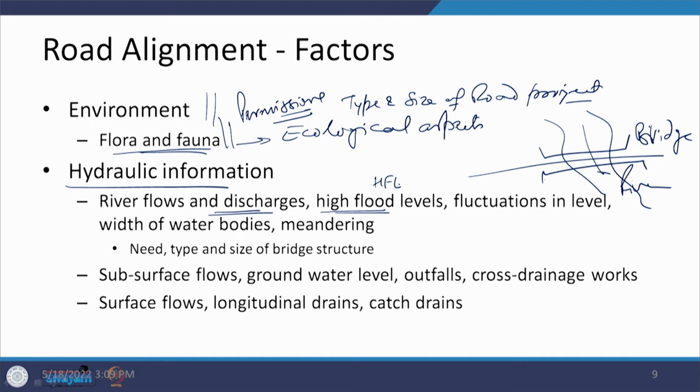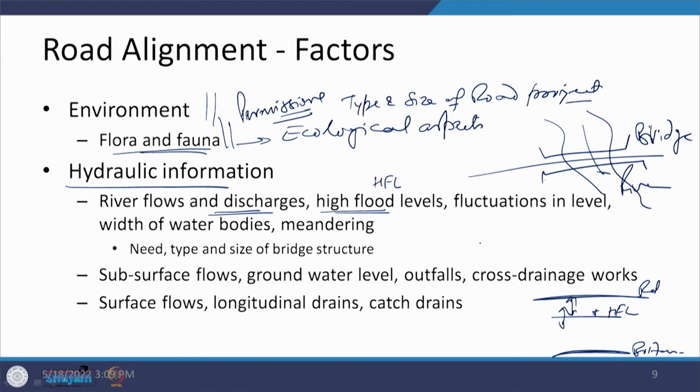So, up to what particular level the river goes, this is say the bottom of the river, and the high flood level is here, then our road has to be at this level with some clearance. So, there is a gap which needs to be maintained. Okay. And this you might have studied in water resources. Okay. So, we have to see what the fluctuations in high flood level are, how much it goes up and down, and what is the width of the water body.